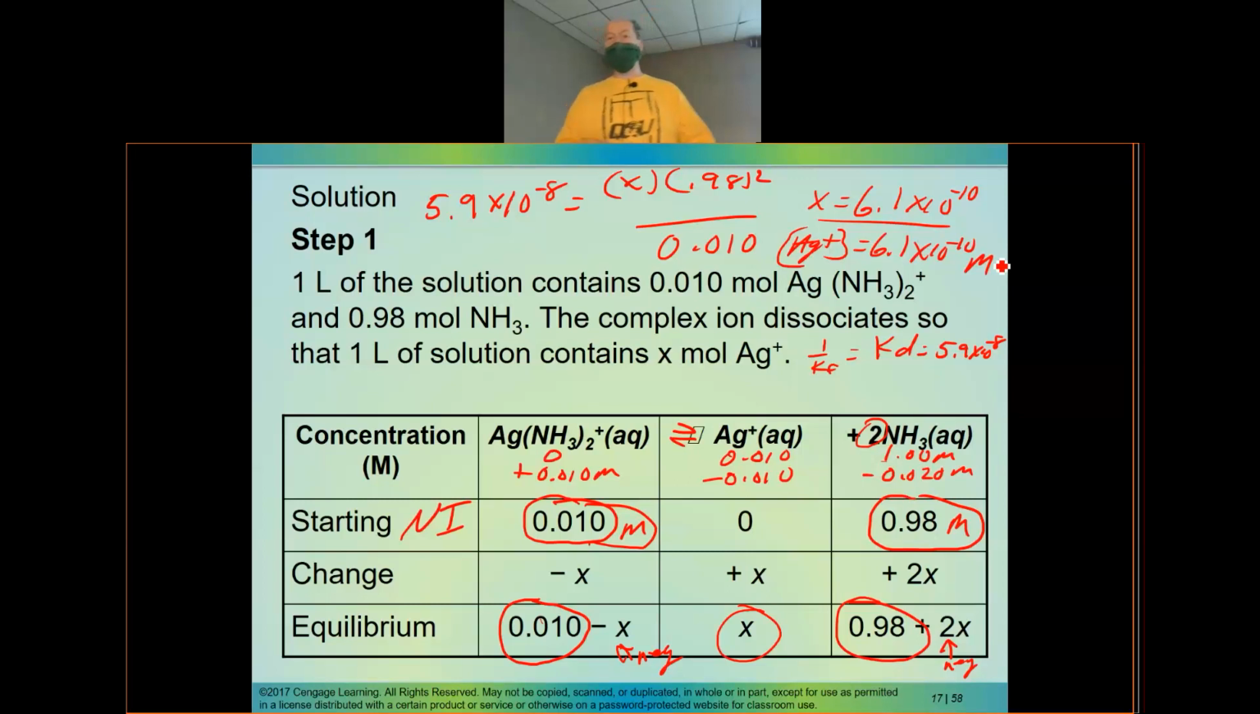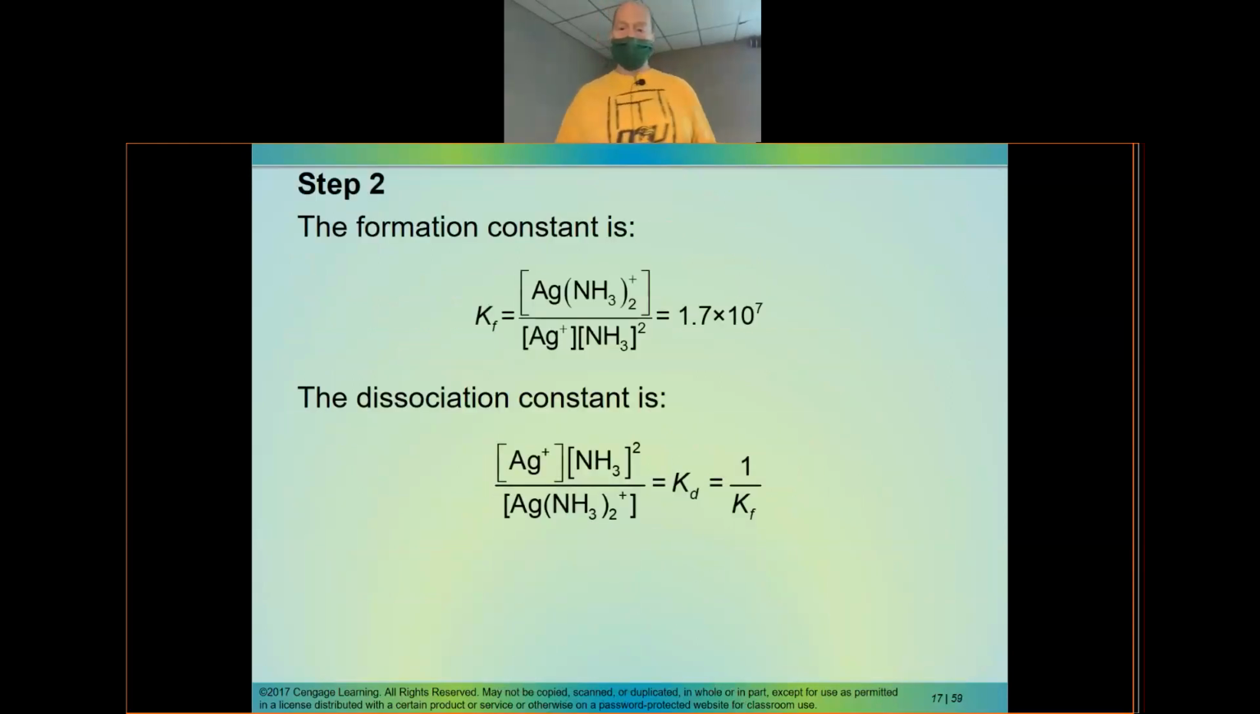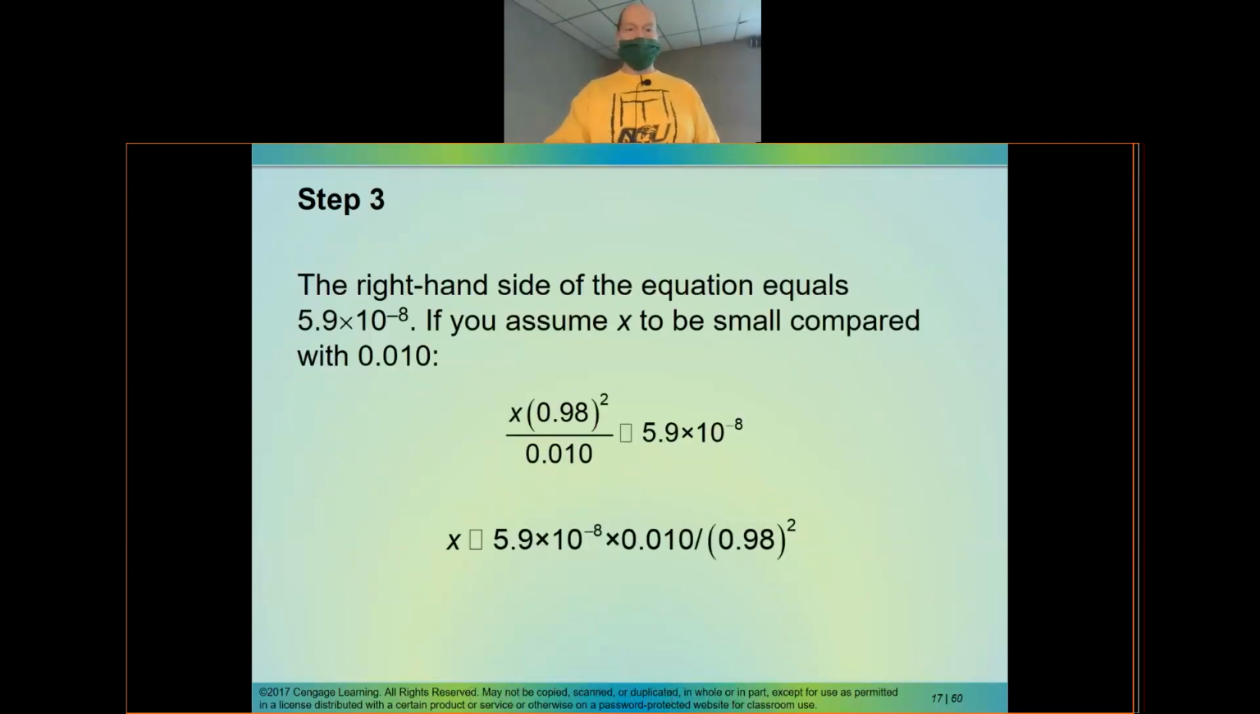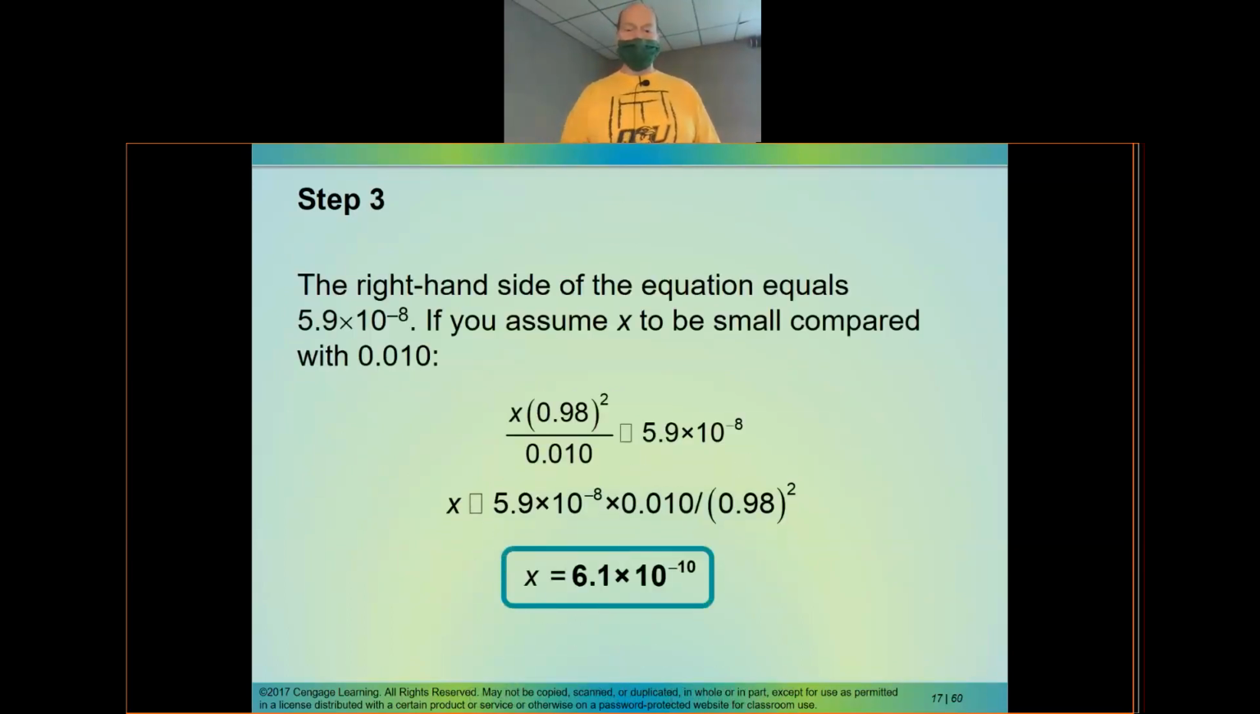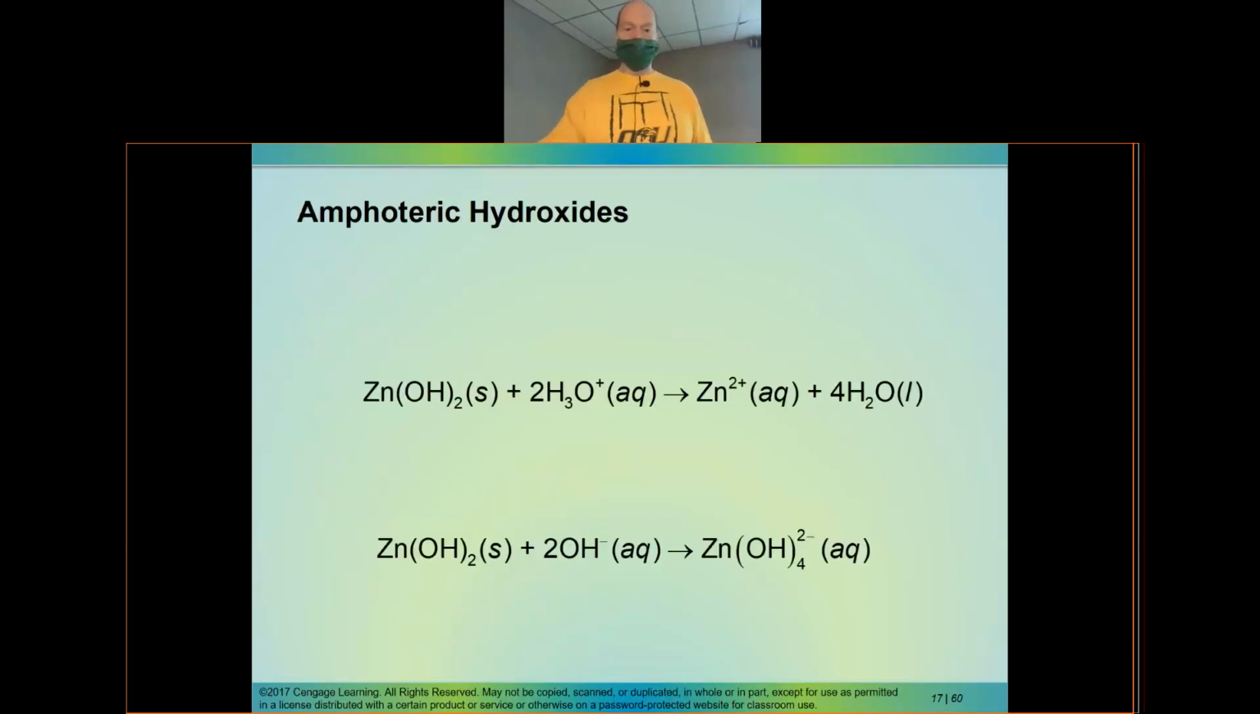So it doesn't matter if you want to do it as a KD or as a KF, you will get exactly the same answer. Since it gives me the KF, I will always write the reaction as a KF and leave it as a large number. But you can work the problem the other way to get the exact same answer. And so they go through the whole thing and they get the 6.1 times 10 to the minus 10 for the Ag plus.